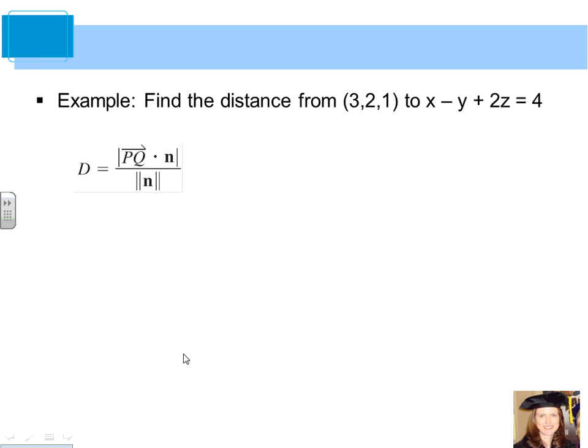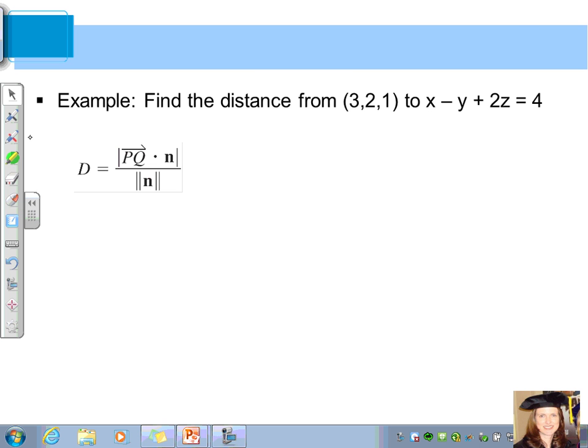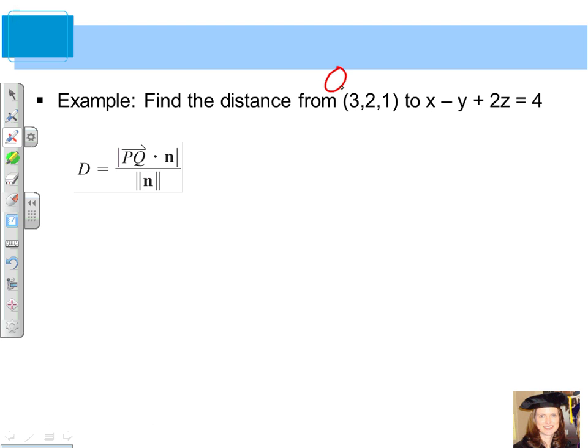Now for this example, I'd like you to try this one on your own. It's pretty much the same question as the previous example, just slightly different numbers. So we are given a point that's not on the plane. We're going to call this point Q. And the normal vector we're going to find using the coefficients of the equation of the plane. Now we do need to find a point P. P can be any point on the plane.